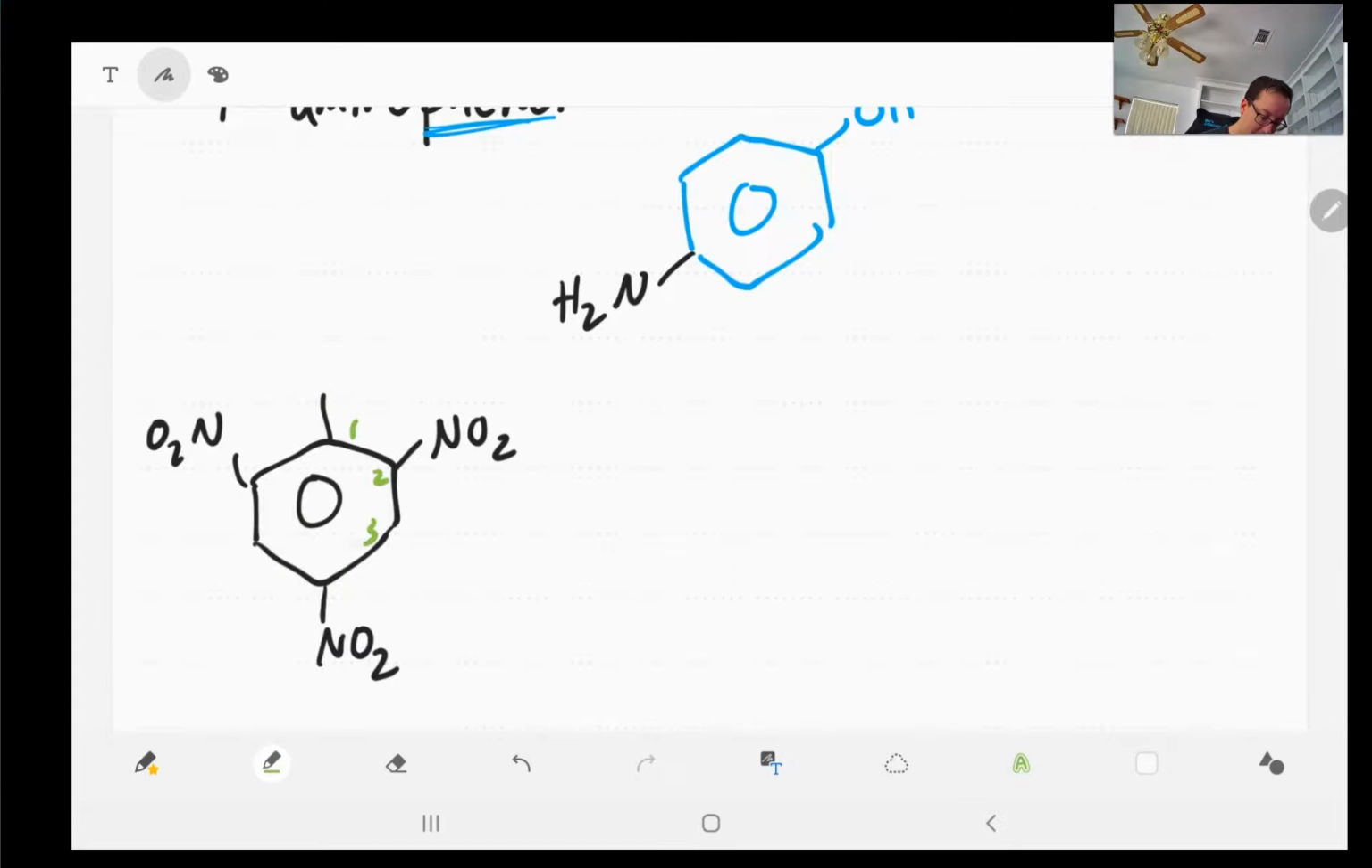If we were to number this, nitros don't take any priority at all, so alkanes beat that. We're going to see this will be 2, 4, 6, nitrotoluene.